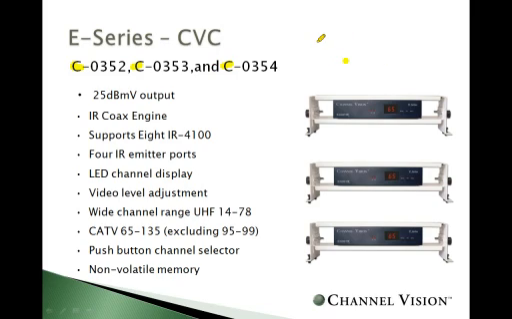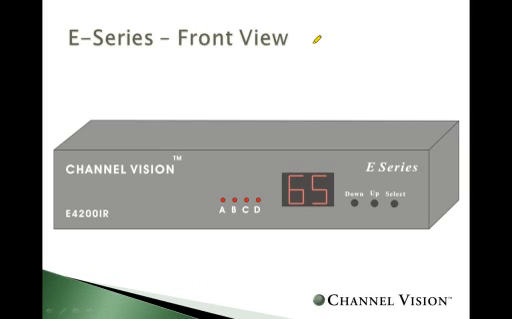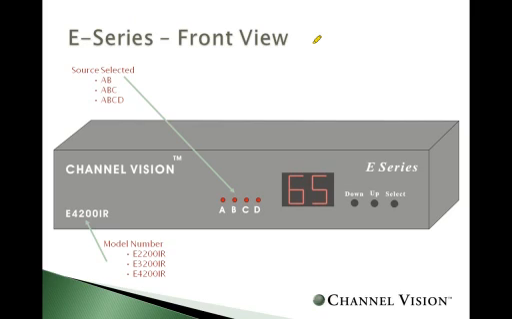Now let's take a closer look at the E-Series modulator. If you're looking at the front of the E-Series modulator, you'll be able to see your model number, either 2200, 3200, or 4200 IR series. Be able to select your sources based on what you plug in on the back via A, B, C, or D. To select your source, simply press the selector up and down for your channel option to assign your specific channels.